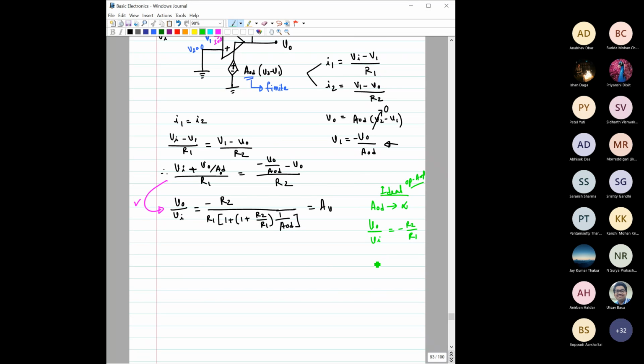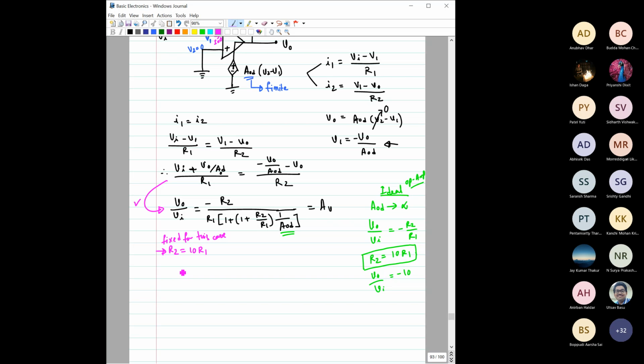Now, let me tell you one thing. Say R2 is equal to 10 times R1. Then for the ideal case, what would be the gain V output by V input? That is minus 10. We are now trying to compare the ideal gain and the practical gain for different values of AOD. So here, say R2 is equal to 10 times R1, and this is fixed for this case.